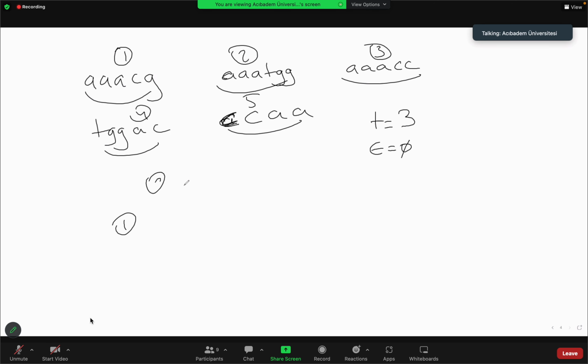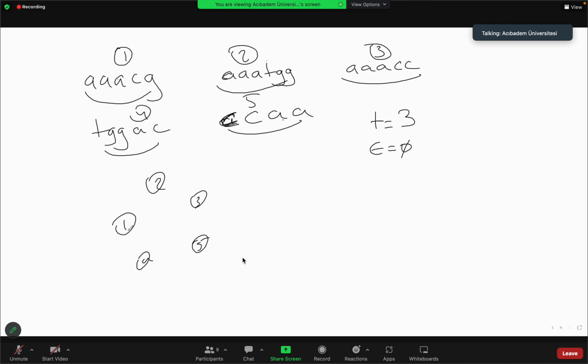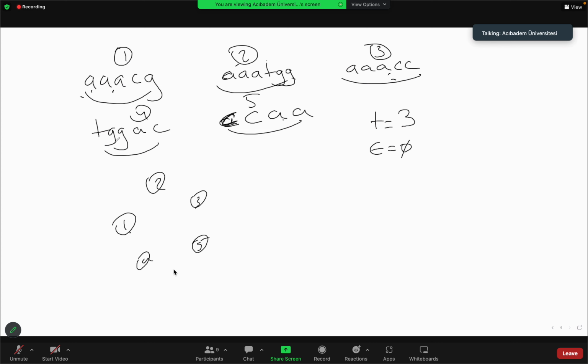You write the sequences. Minimum 3. 1 and 2, do they overlap with 3 letters without any errors? No. This ends with AAA, this ACG, this starts with AAA? No. 1 and 3? No. 1 and 4? No. 1 and 5? No. So 1 is not connected to any one of them. 2 and 1? TGG? No. 2 and 3? No. 2 and 4? Yes. 2 to 4, you have 3 letter overlap. So you are going with 3 letters.